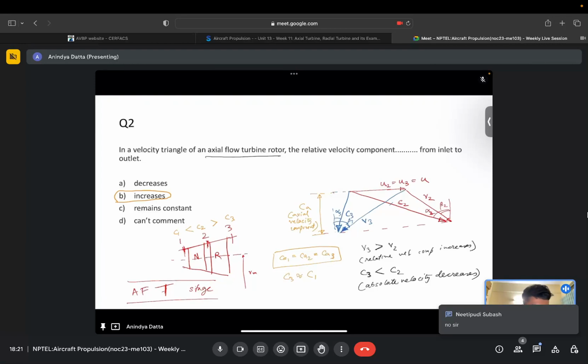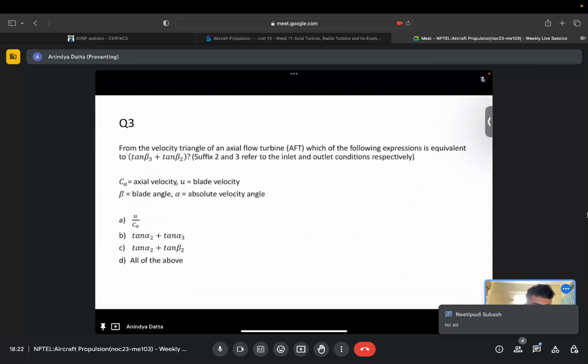Okay, so the next question: from the velocity triangle of an axial flow turbine, which of the following expressions is equivalent to tan beta 3 plus tan beta 2? Here 2 and 3 refer to the inlet and outlet conditions of the rotor respectively. CA is the axial velocity, U is the blade velocity, beta is the blade angle, and alpha is the absolute velocity angle. Let me draw the velocity triangle again, quickly.